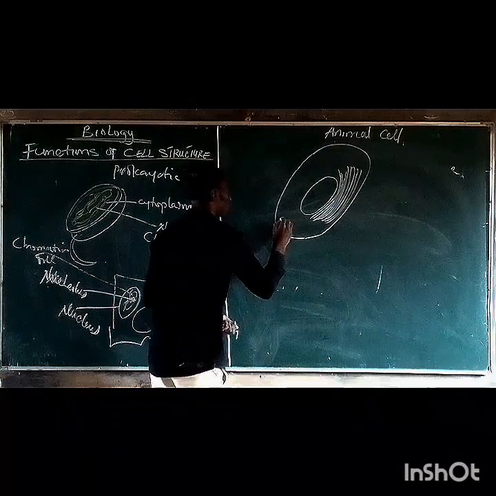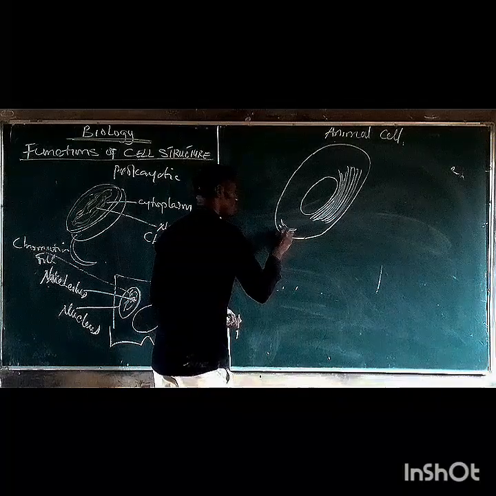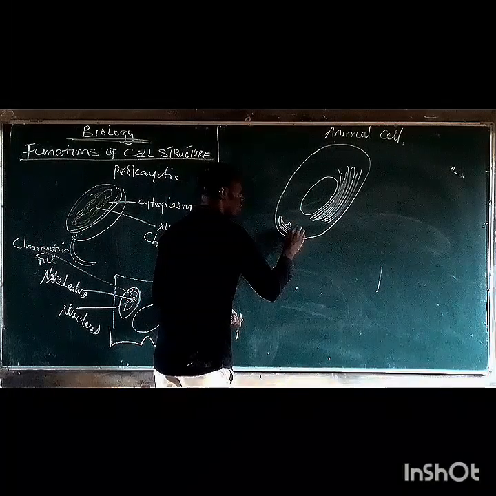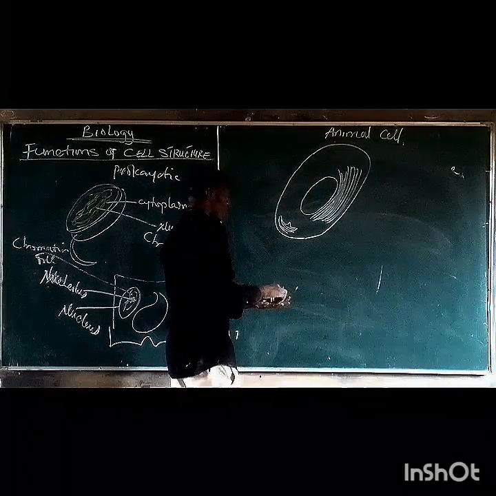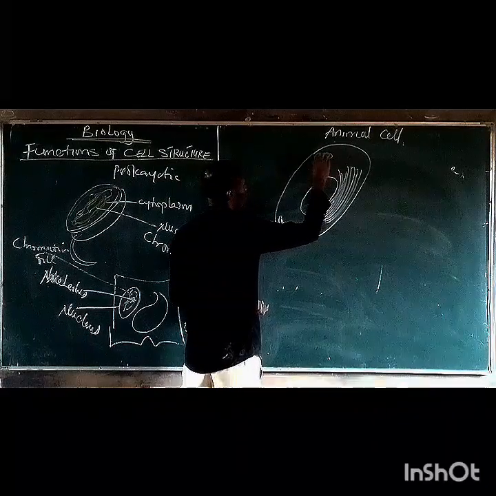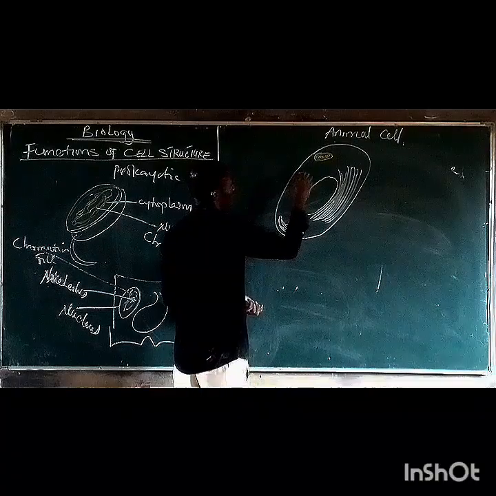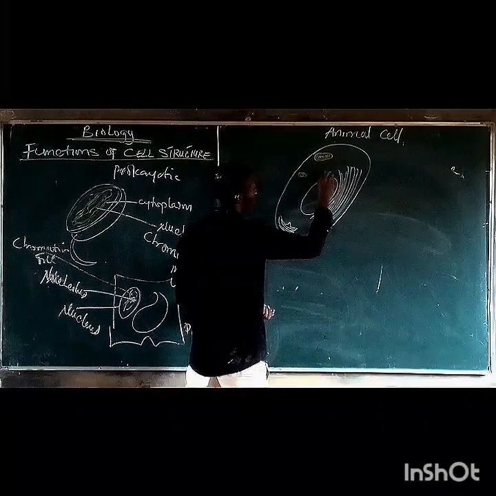After the rough endoplasmic reticulum, we have the smooth endoplasmic reticulum. After that, we can have the mitochondrion somewhere here. After that, we can have the cytoplasm. Remember, we have centrioles.